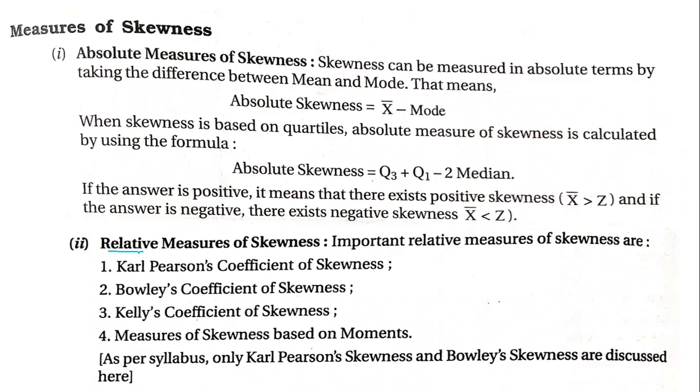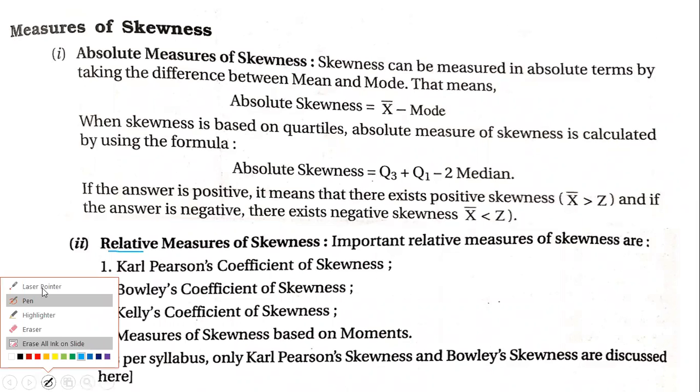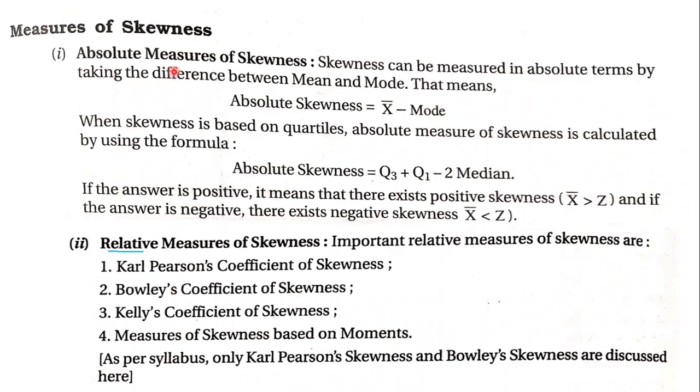Now let us see the absolute measure of skewness. For skewness, again you have absolute measure and relative measure. Skewness can be measured in absolute terms by taking the difference between mean and mode. Again you will get back to mean and mode only. So all the chapters in your syllabus are interrelated. That is why first we covered the measures of central tendency. That is also one of the very important chapters for you to understand and solve problems in examination. So skewness can be measured by taking the difference between arithmetic mean and mode. So x bar we have to calculate and mode we have to calculate.